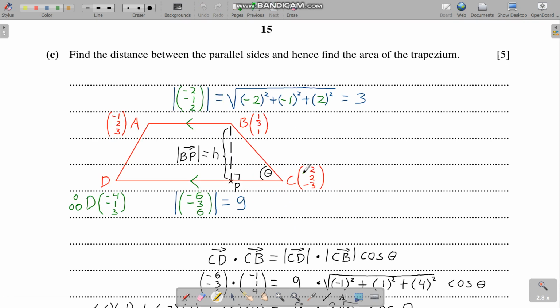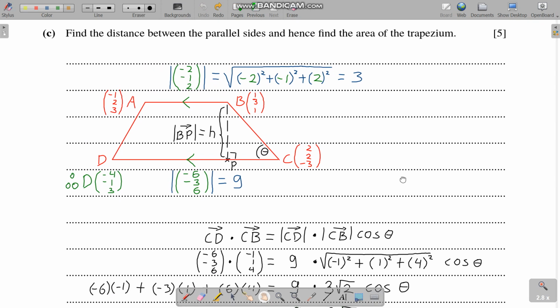Now find the distance between the parallel sides and the area of the trapezium. We already know the position vector of D. We can find the vector AB or BA. Actually we have already found BA and CD. To find the length, we use the square root of the sum of squares of each component. So this squared, this squared, this squared, add everything, take the square root, we get the magnitude or the length of the vector. Same thing with this, or just remember it is 3 times, so 3 times 3, that's 9. So we have the sum of the parallel sides.